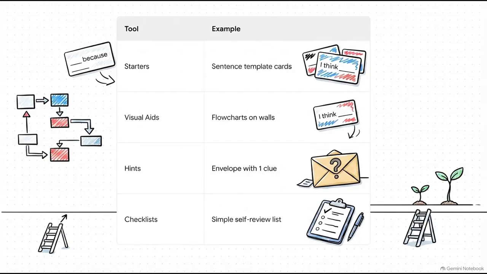And for the highly tactical folks watching, here is an incredibly practical toolkit of physical scaffolds. You could use laminated cards for sentence starters. You could plaster flowcharts on the walls as visual aids. You can provide simple checklists for self-review. But I have to say, my absolute favorite is the hint envelope. Just imagine placing a sealed envelope on a student's desk that contains one single clue. They're only allowed to open it if they are truly deeply stuck. It gives them just enough of a bump to get over the hurdle without giving away the whole shebang.